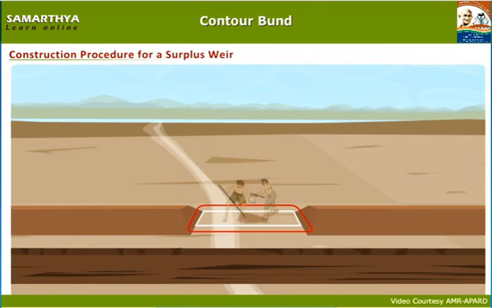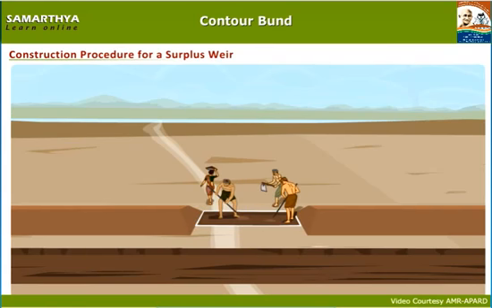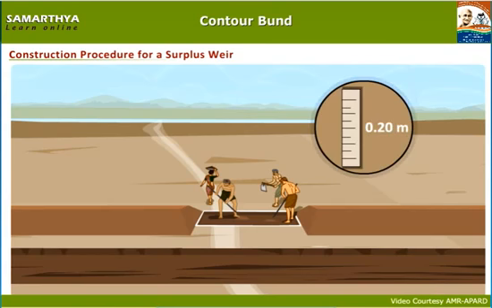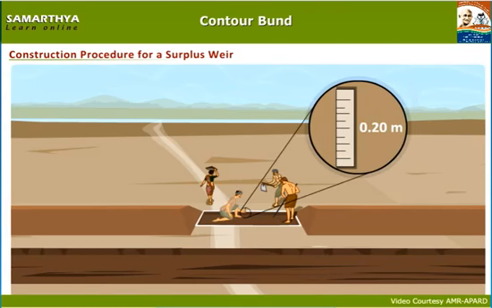Dig 0.20 meters depth at the center portion of E1, E2, E3 and E4. While digging this place, give a 0.20 meters wooden stick to the laborer. They must dig the place while checking the depth with the wooden stick.